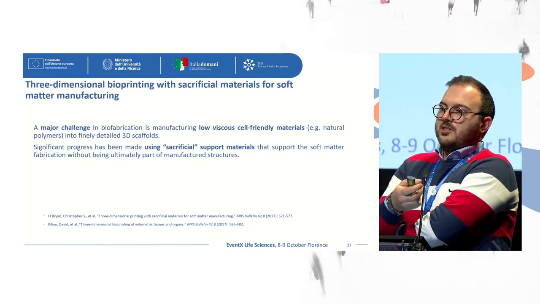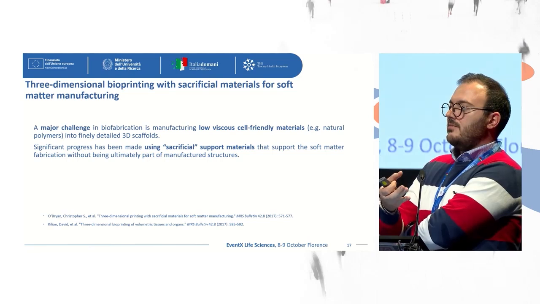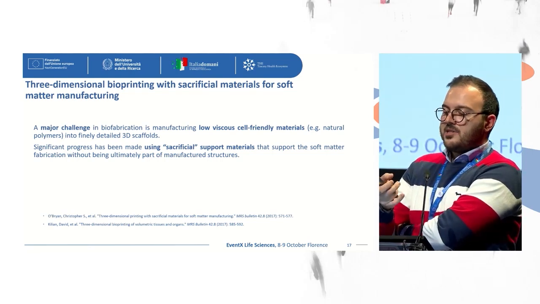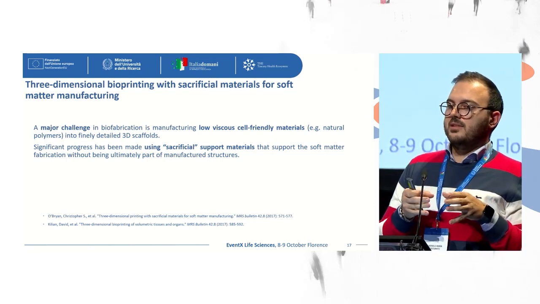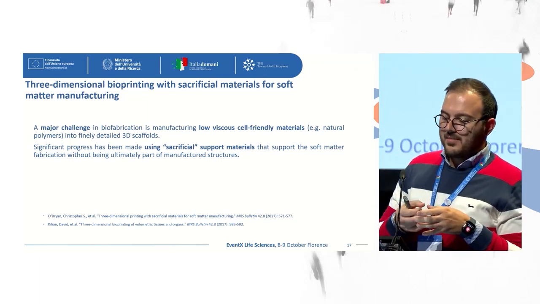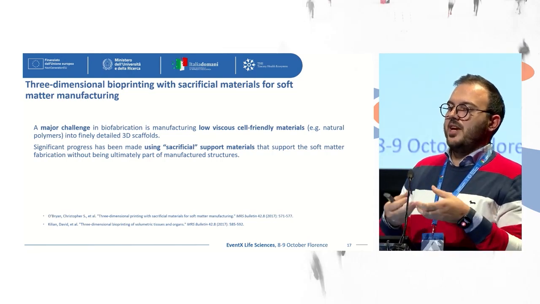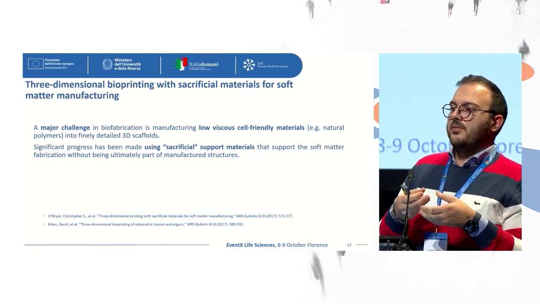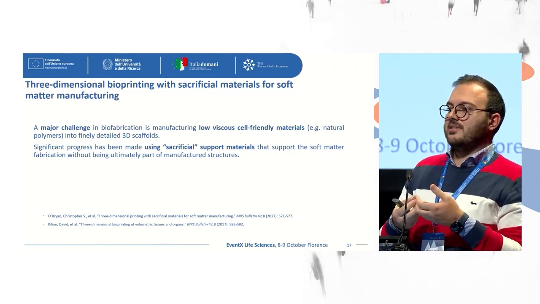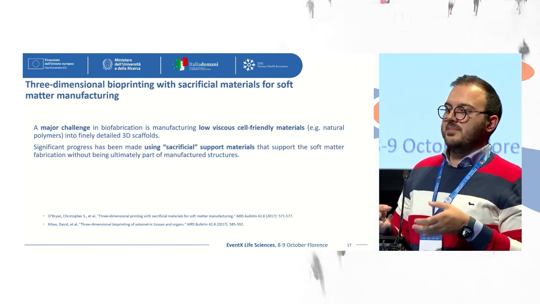Which is the major challenge? The major challenge is, as I said before, to find the right material for our bioprinting process. Especially if you think about the extrusion approach, which is the most diffused, the difficulty is to find a material that is able to maintain its shape once printed. If you think that we are processing hydrogels, these usually do not have the proper mechanical properties to maintain their shape.